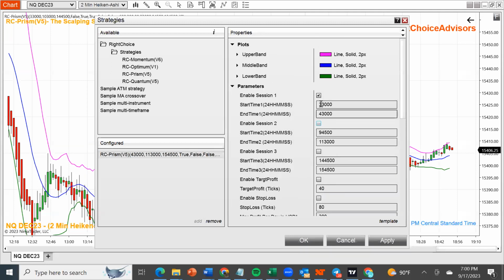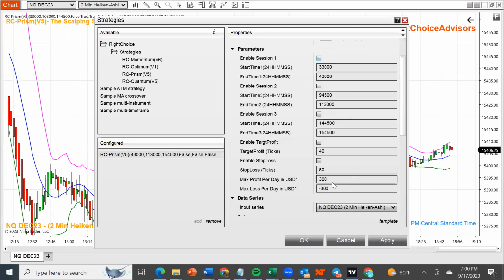If you want to disable all the 3 sessions, then it will run across the day, and whenever it sees 300, the chances are it will increase 300, and again it will lose 300. It will become a zero sum game.